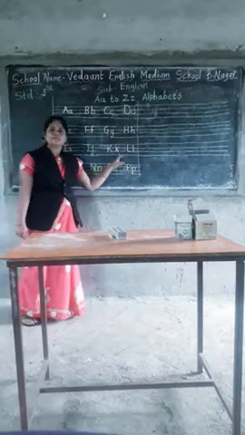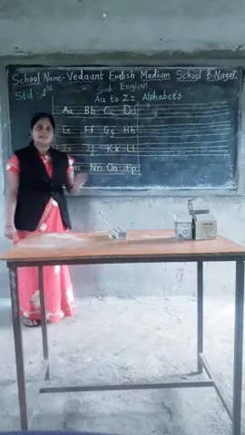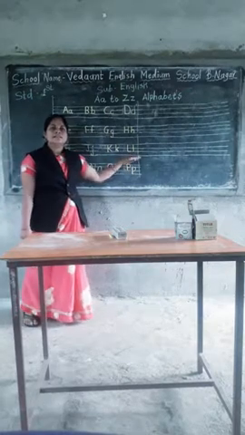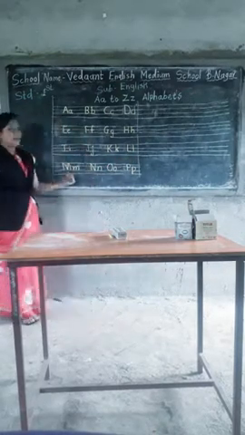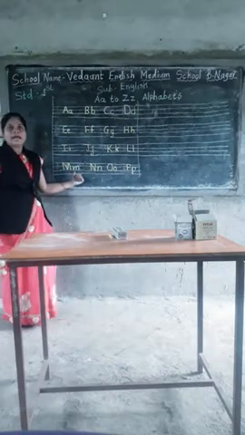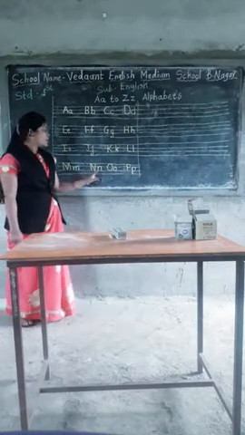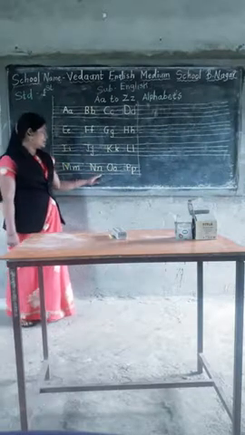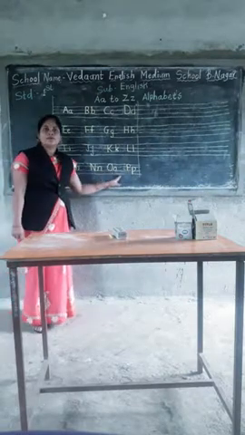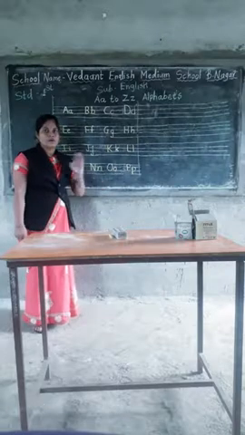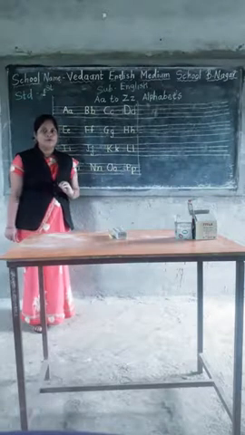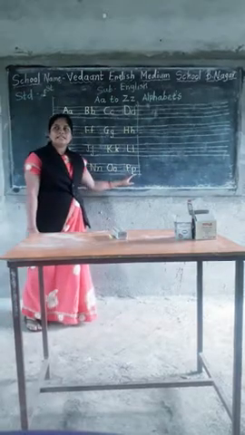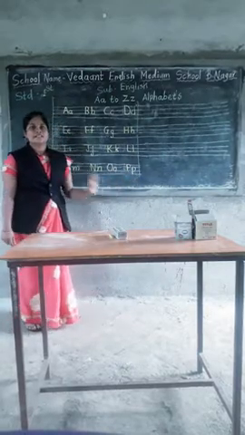Capital K, small k says k. Capital L, small l says l. Capital M, small m says m. Capital N, small n says n. Capital O, small o says o, not o. O says o. And capital P, small p says p.